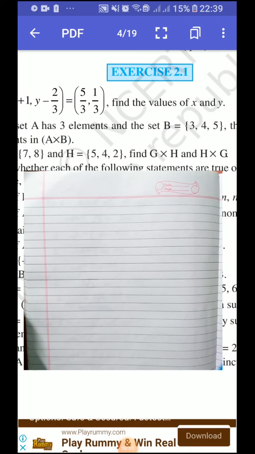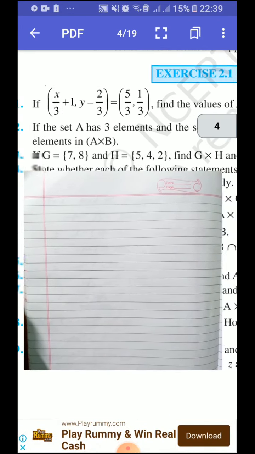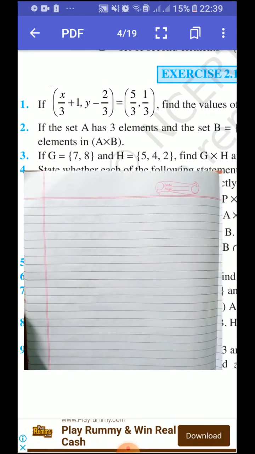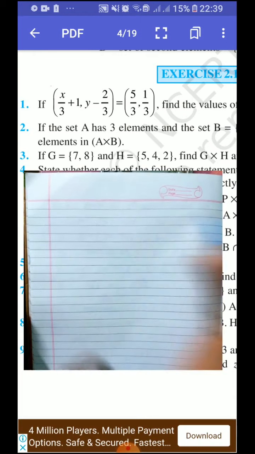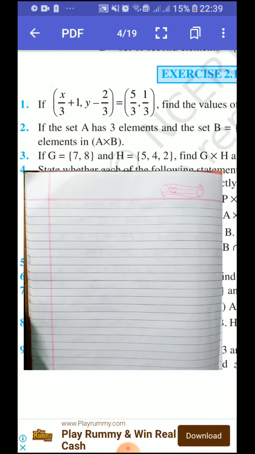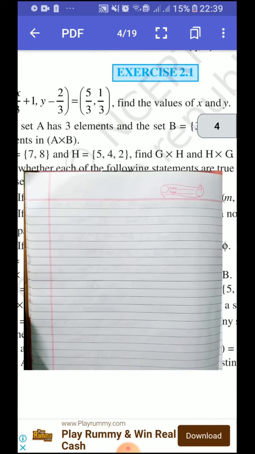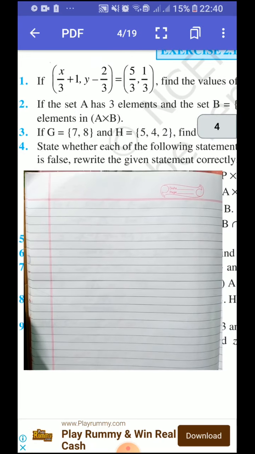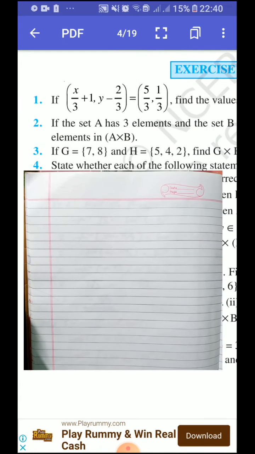Today we will solve the questions from exercise 2.1. The first question: if (x/3 + 1, y - 2/3) = (5/3, 1/3), find the values of x and y. Because these two ordered pairs are equal, their corresponding elements will be equal.